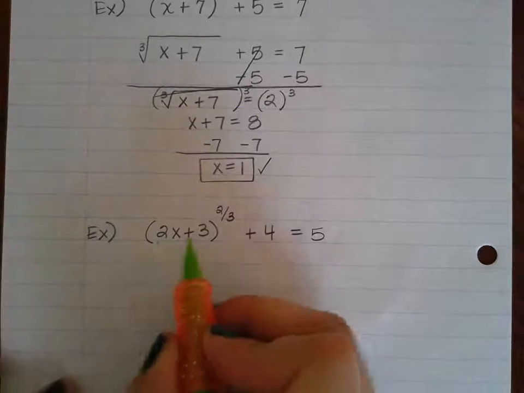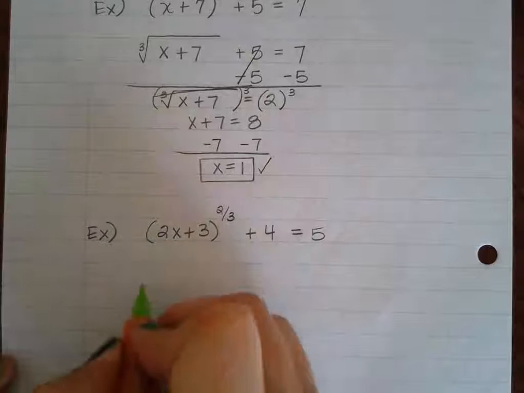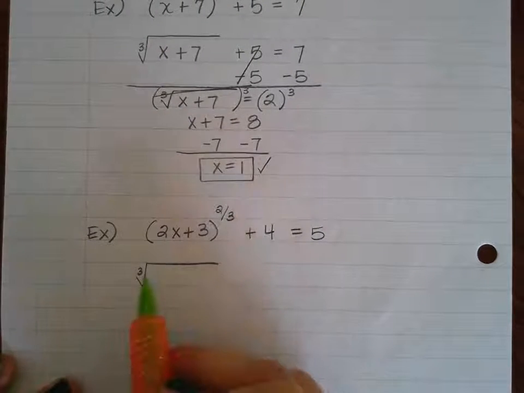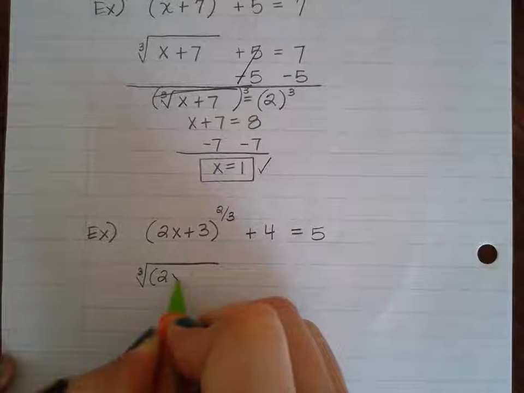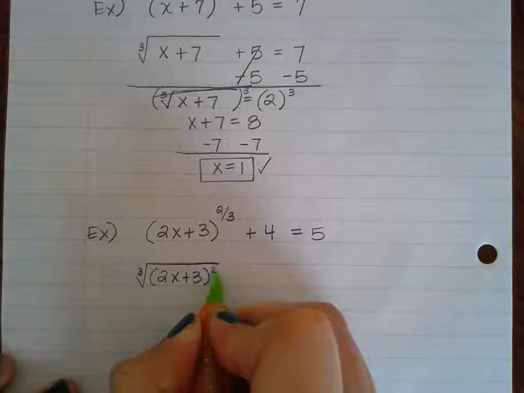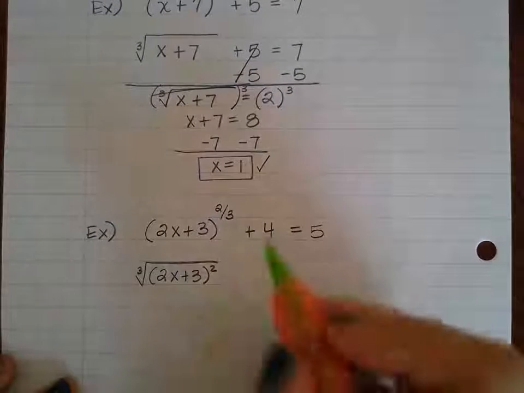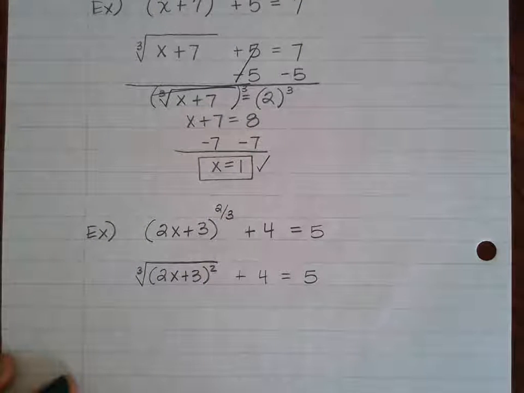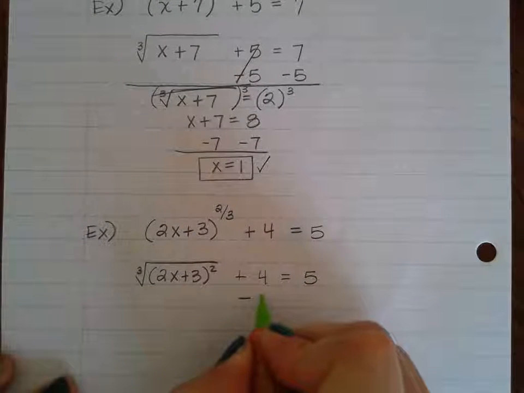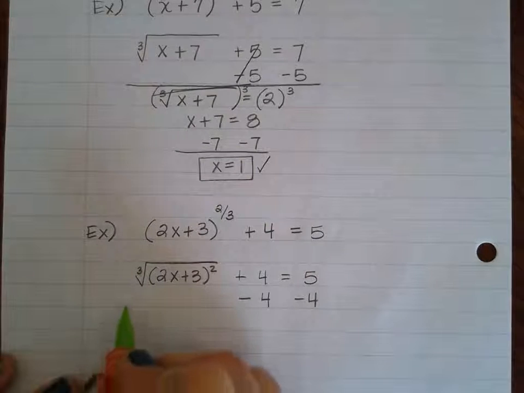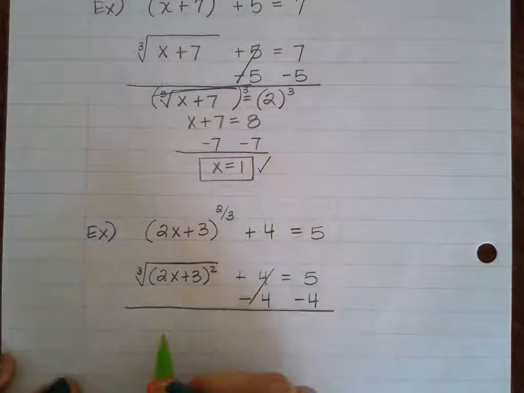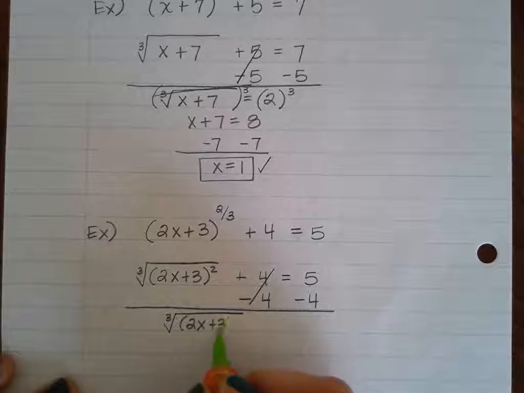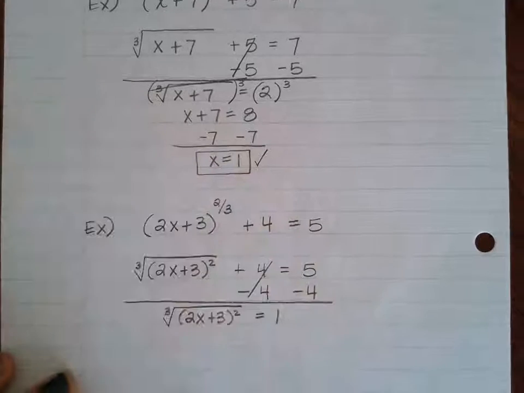So we want to change this into radical form. All right, well, this is going to be the cube root. The 3 is going to go in the check mark of 2x plus 3 squared. The 2 is going to go here. Plus 4 equals 5. So we want to get the radical all by itself. So we're going to subtract 4 from both sides. So you're going to have the cube root of 2x plus 3 squared equals 1.